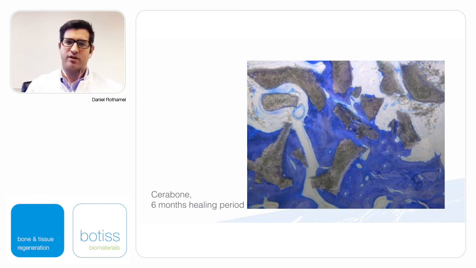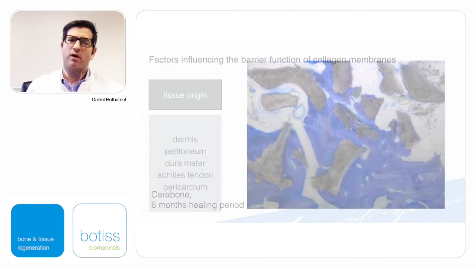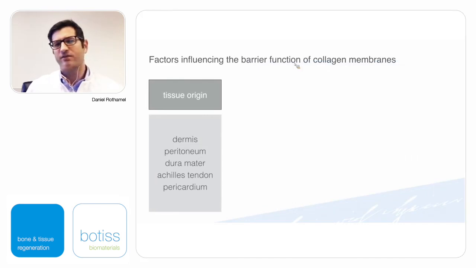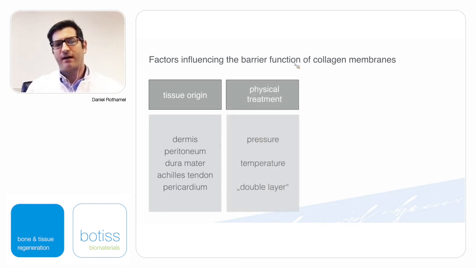longer barrier functions. About 10 years ago, we were doing a lot of research about collagen membranes with the idea to develop a longer lasting membrane for larger but also for smaller augmentation volumes. And the factors that are influencing the barrier function are, of course, the tissue origin. Whether we are taking the collagen from the dermal area, from the peritoneum, from dura mater, from the Achilles tendon, or later on from the pericardium.